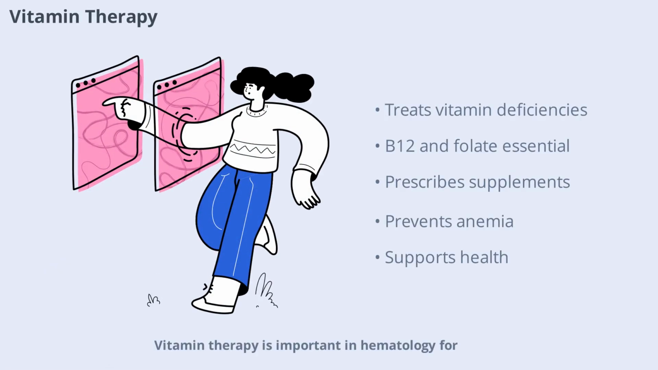Vitamin therapy is important in hematology for treating deficiencies that affect blood cell production. Vitamins like B12 and folate are essential for healthy red blood cells. Hematology identifies deficiencies and prescribes supplements to correct them. Proper vitamin therapy prevents anemia and supports overall health, making it a key aspect of blood disorder management.